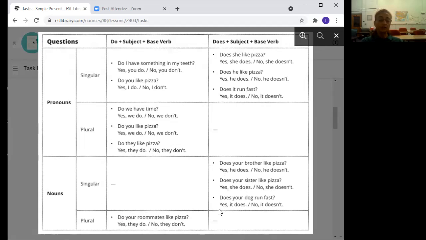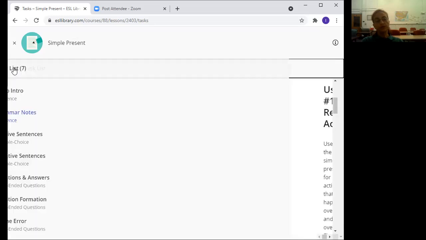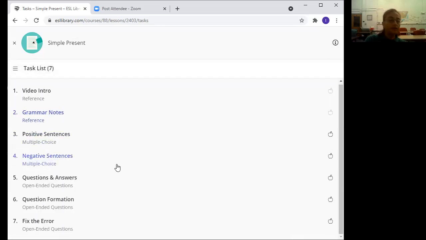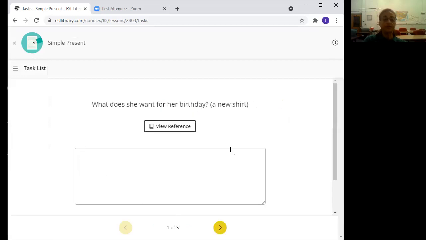Does your dog like pizza? Or does your dog run fast? Yes, it does. No, it doesn't. All right. So this is how we make questions, we need to use helping verbs, do or does, before the subject. And we are going to go to this exercise with questions and answers.